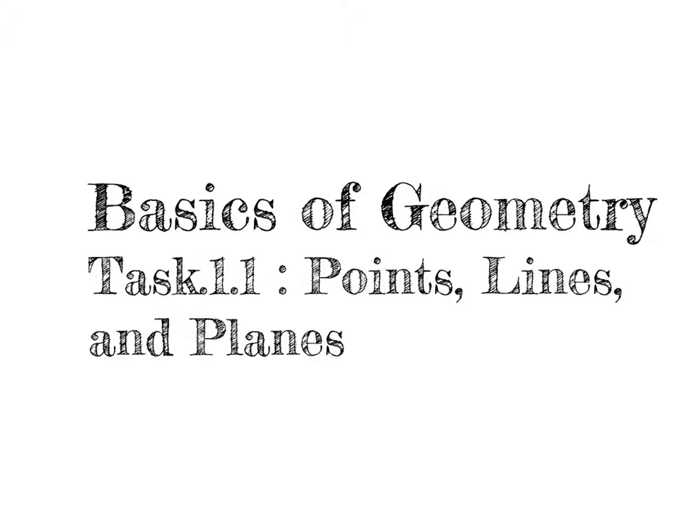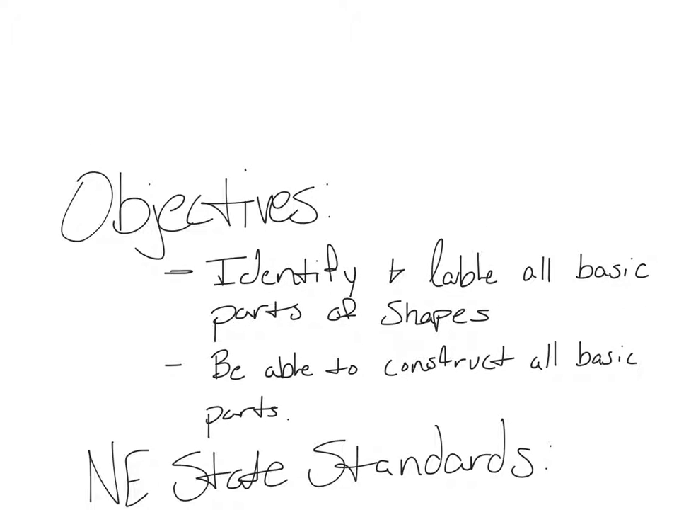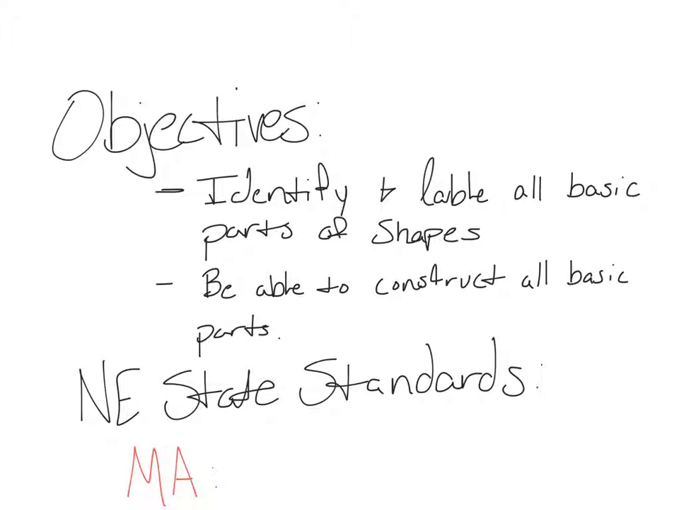So before we get too far into the subject, what we have to do is talk about the most basic things of geometry in Chapter 1, and the first section here in Task 1 is to learn how to label points, lines, and planes. So again, the objectives for this lesson: identify and label all the basic parts of shapes, and then also be able to construct all the basic parts, and we'll get into that as we go.